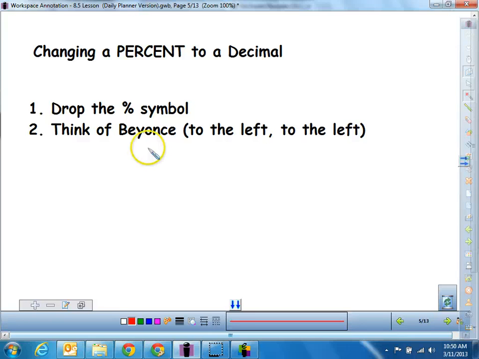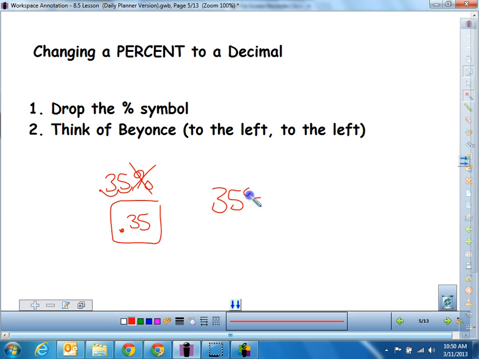All right, so think of that. Beyonce is helping us change it from a percent to a decimal. So drop the percent symbol and move the decimal 2 spots to the left. That's why we think of this song, because she does it in 2s. So if we have 35%, we're going to simply drop the percent sign, and 35 is a whole number, so our decimal's at the end. We want to go 1, 2 spots to the left. 0.35 is our decimal. 35% is equal to 0.35.